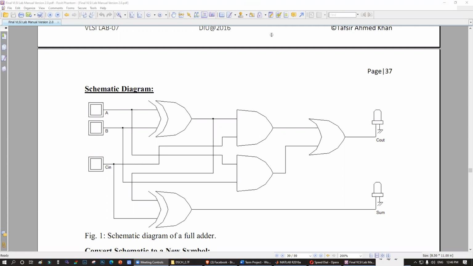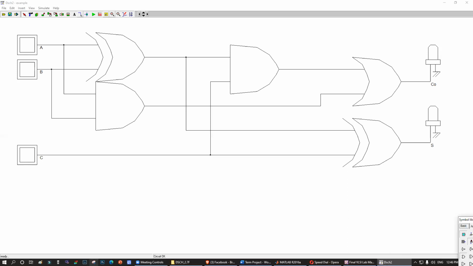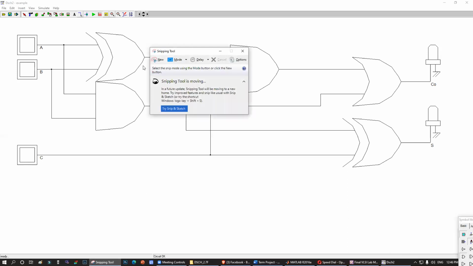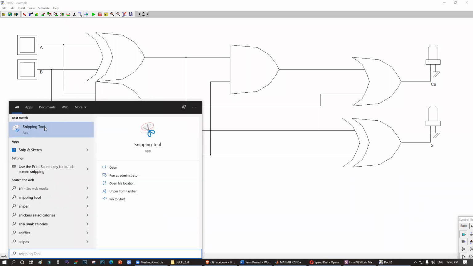Okay, how can you take a screenshot? Take a screenshot using the snipping tool. You have snipping tool? See, I put my snipping tool here. You might have it somewhere else. Go to the start menu and write snipping tool. The snipping tool is listed here.